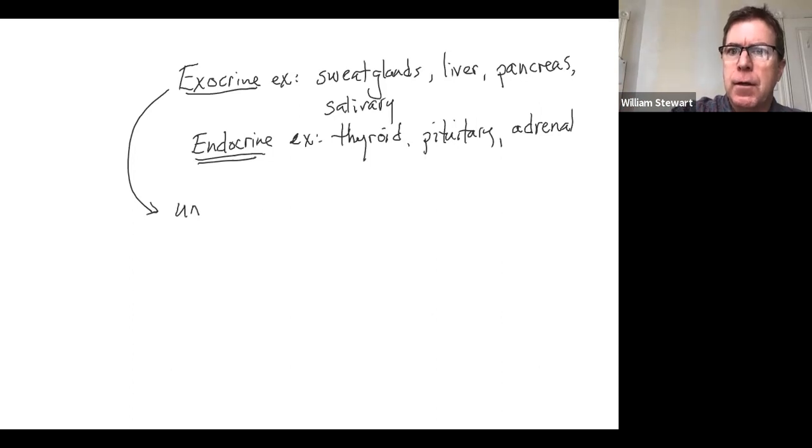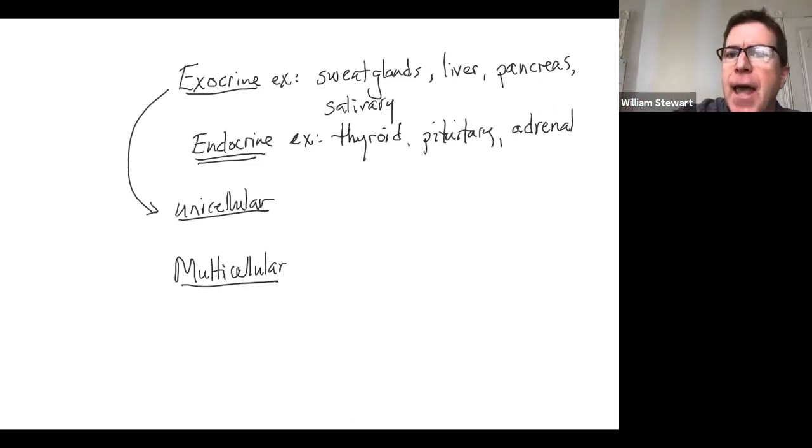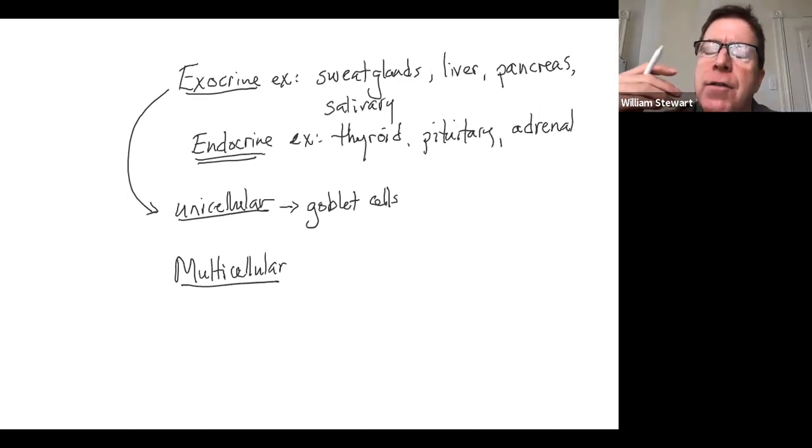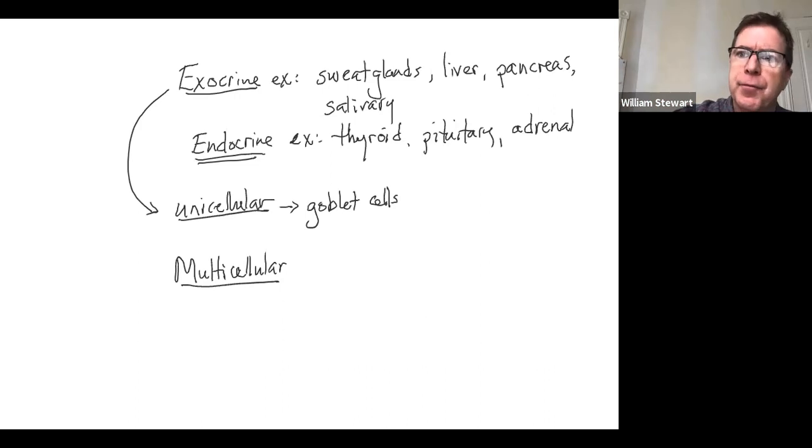These can be unicellular or multicellular. That's talking about their structure. Unicellular just means single cell. Multicellular means more than one cell. Examples of unicellular exocrine glands would be things like goblet cells. Those are found mostly in the GI tract, in the digestive system, that's secretion of mucus, but also in the trachea as well. Plain, what we just call mucus cells.